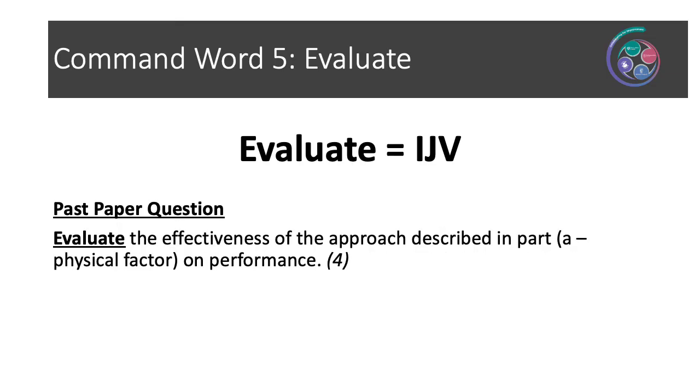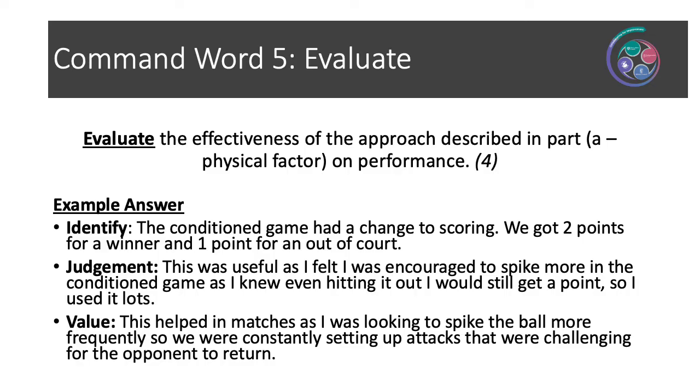So here's an example of an evaluate question. Evaluate the effectiveness of the approach described in part A, which was approaches for the physical factor, on performance. So again, just giving an example of what an answer would look like for this question. The identify bit: the condition game had a change to scoring. We've got 2 points for a winner and 1 point for an out of court, so for a shot that went out of the court, on the particular skill that you were trying.